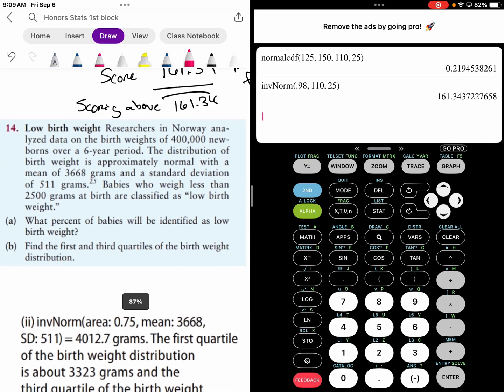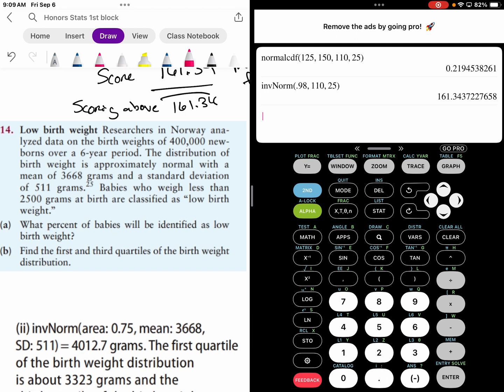So number 14. Here we have a problem, and they want us to find what percent of the babies will be identified as low birth weight. They tell us they did 400,000 newborns over a 6-year period. Normal distribution, great. Mean is 3668, standard deviation of 511. Babies who weigh less than 2,500 grams are classified as low birth weight. What percent of babies is that?